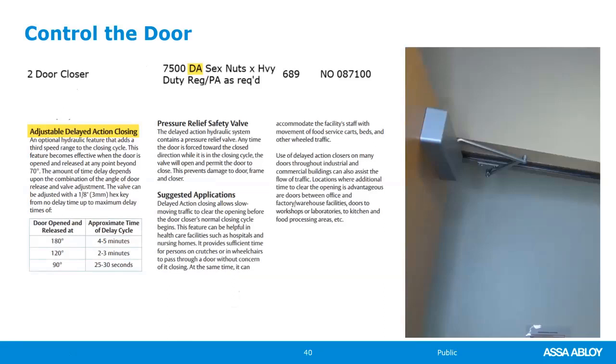Delayed action for the door closers. Again, heavy duty door closers. These are parallel arm because the doors swing out from the storage room, but delayed action gives them a little extra time to move those canisters in and out and not have to fight with the door.